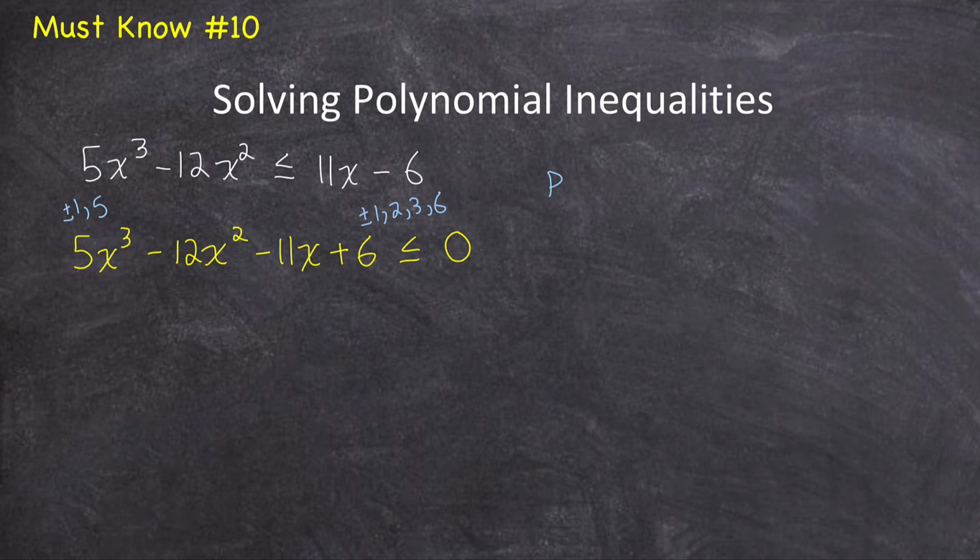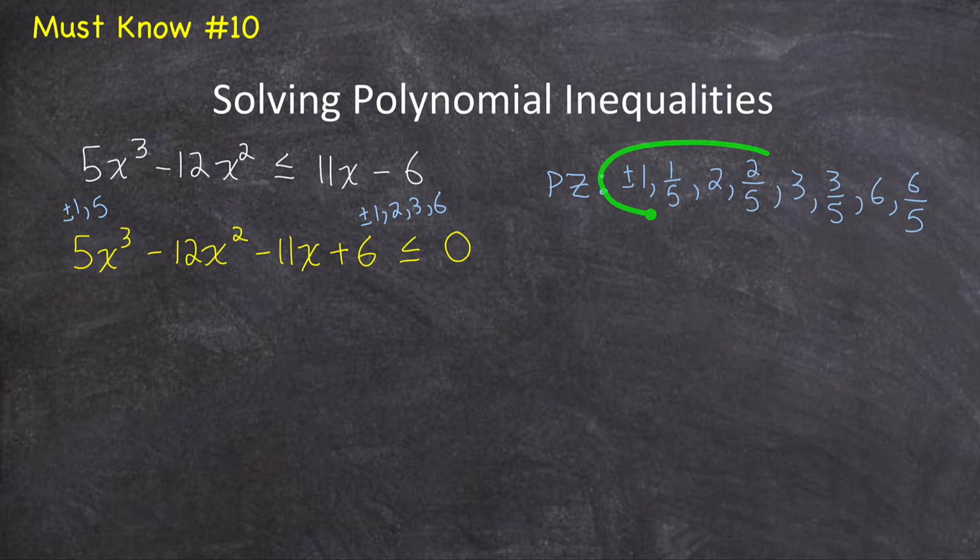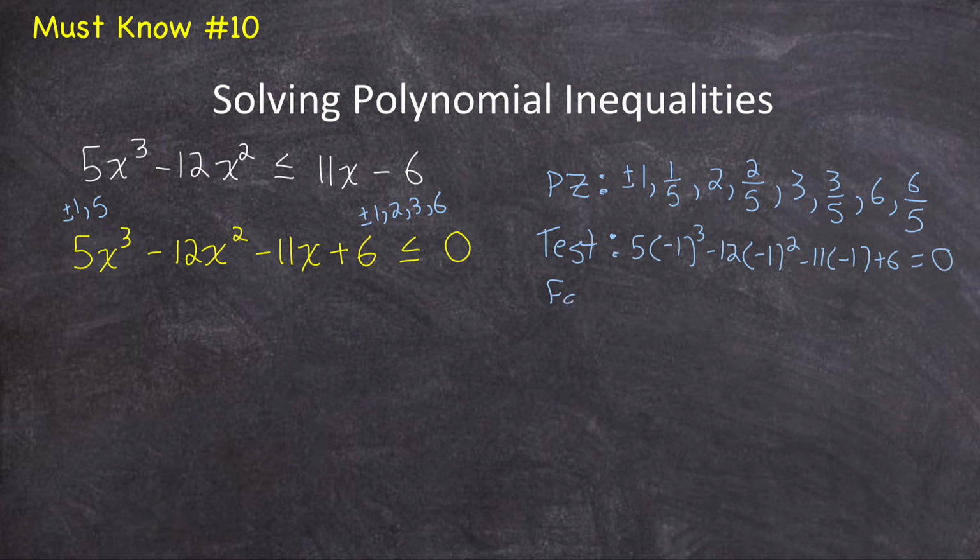To make my whole list of possible rational zeros, I do each of these 4 numbers divided by each of these 2 numbers. Of these numbers, because this is degree 3, I know that up to 3 of them could make it be 0. I just have to find one of them that works. So I'll do a test, and I'll show you that -1 actually makes it be 0, which means that a factor of the polynomial must be x plus 1, because x plus 1 is 0 when x is -1.